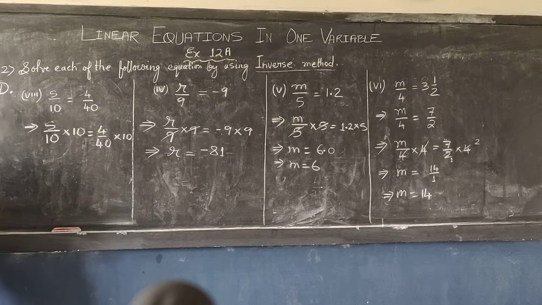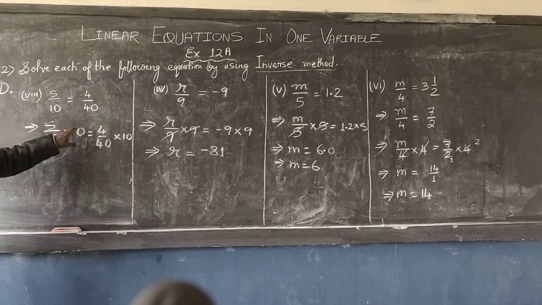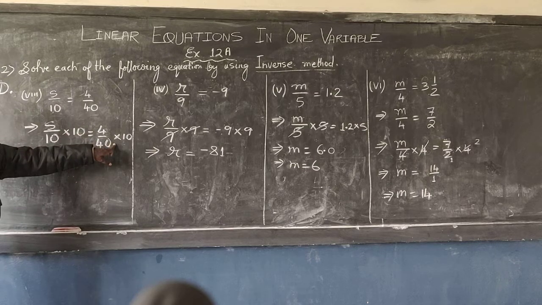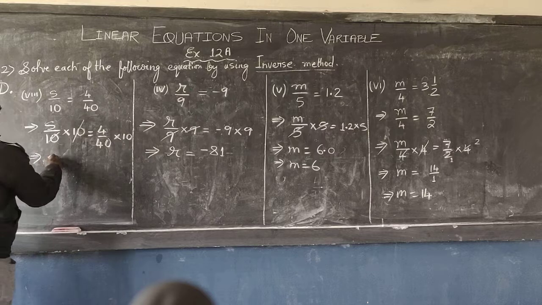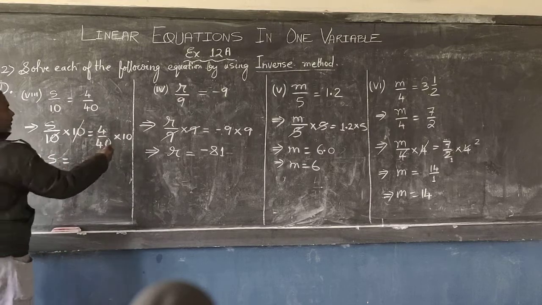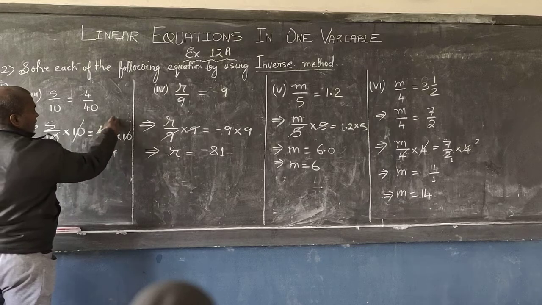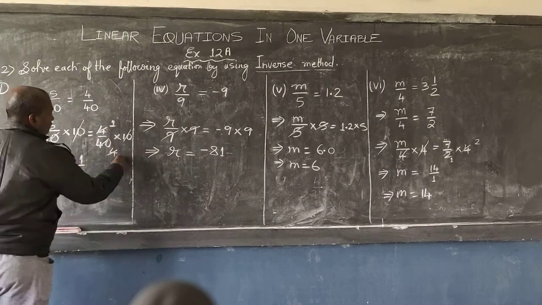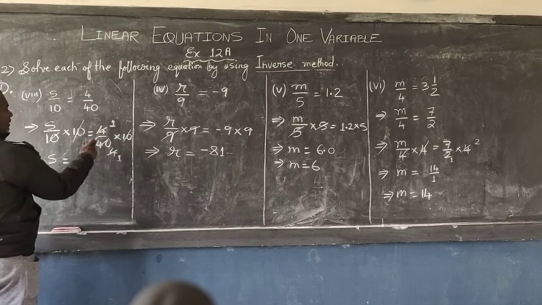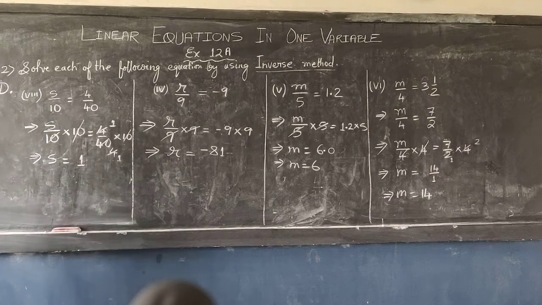I hope it is clear. To remove divided by 10, I have given multiplied by 10. So on the right side also I have given multiplied by 10. So 10 cancels on the left side, only S will remain. Here 10 into 4 is 40. And 40 and 40 also cancel each other and make 1. Okay, 4 ones are 4, 4 ones are 4. 1 divided by 1 is 1. So the S value is 1.